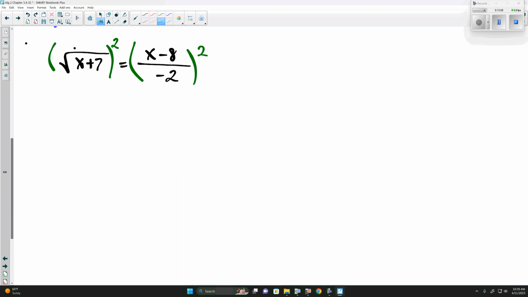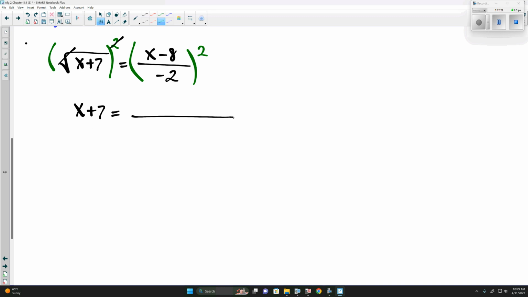And on the left-hand side, the square root and square will cancel, leaving us with x plus 7. And at this point here, now all the radicals are gone. So it took us 2 times through this to get them to go away, but we were able to get them all to simplify. Now we do need to square the other side.